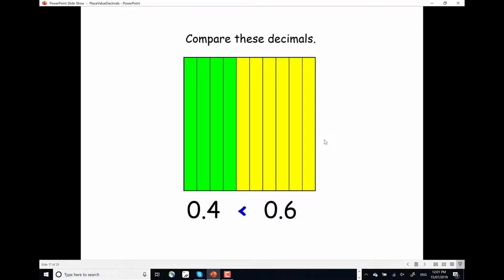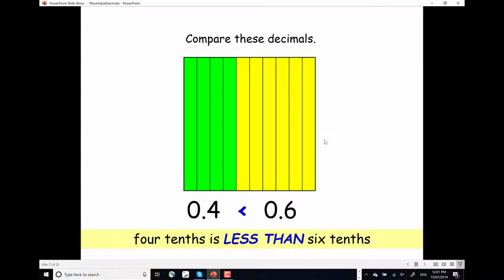Okay, compare these two decimals, you will see that 4/10ths is less than 6/10ths. So what you can see here is that the smaller number gobbles up the bigger number with the crocodile symbol here. If it were to be written the other way around, that would be pointed, so if it was 0.6 is greater than 0.4, the symbol would be placed the other way for greater than.